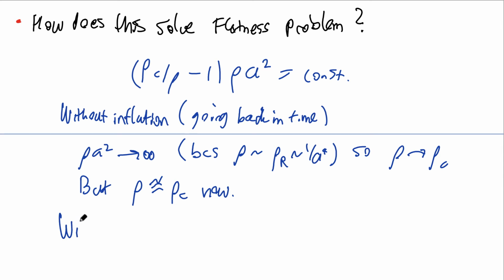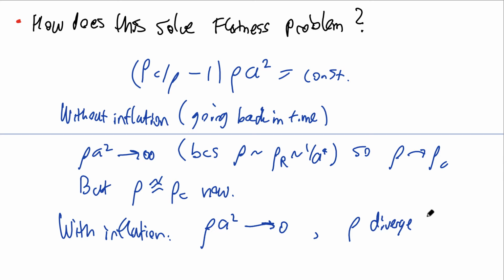But with inflation, we have a period where, going back in time, rho a squared goes to 0, and this allows rho to diverge from the critical density going back in time. Said the other way around, the initial value of rho near the Big Bang does not need to be close to the critical density rho c.